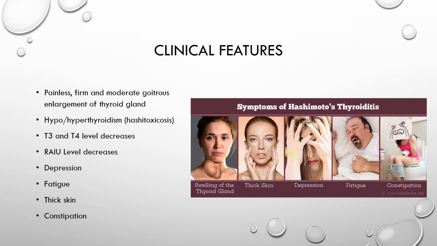So, what are the clinical features a patient having Hashimoto thyroiditis would present with? They would have painless, firm, and moderate goitrous enlargement of the thyroid gland. They would have depression. They would be having fatigue, thick skin, constipation. Along with that, their T3 and T4 level would decrease, RAIU level would decrease, and they would either show hypo or hyperthyroidism. If it is hyperthyroidism, it would be Hashitoxicosis.